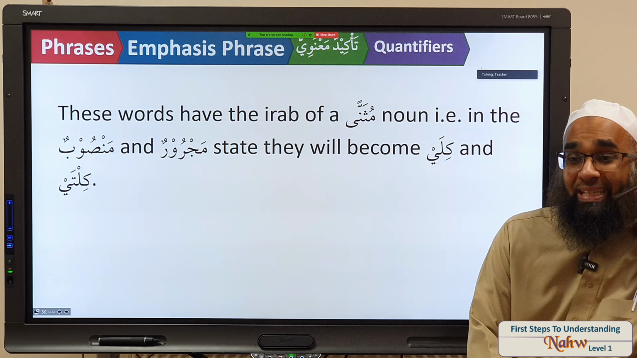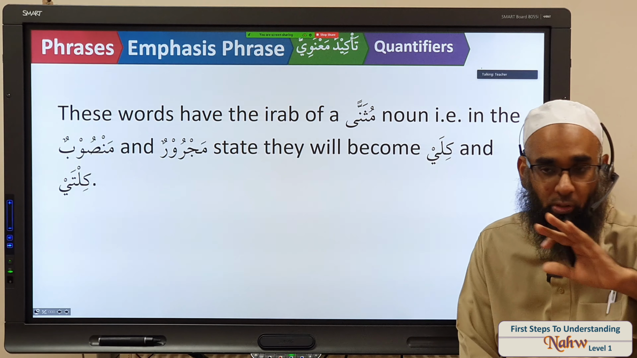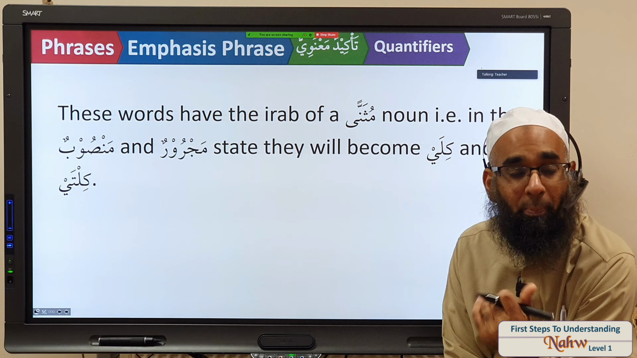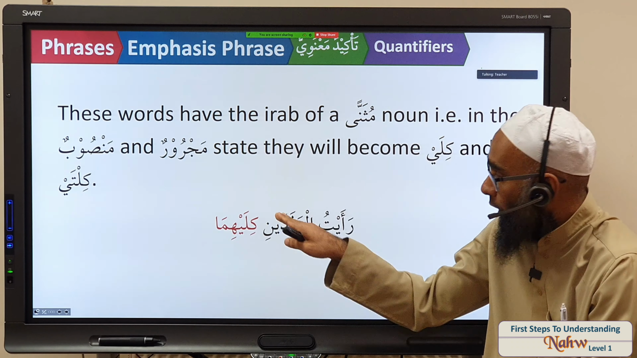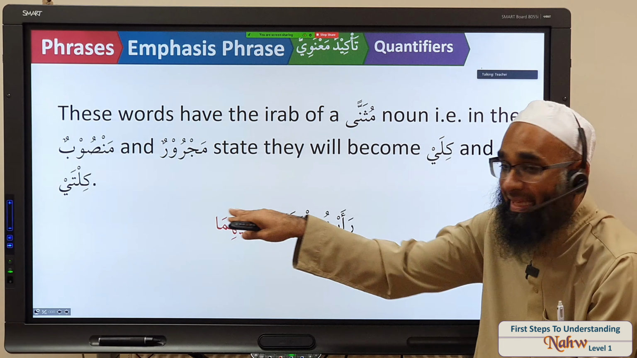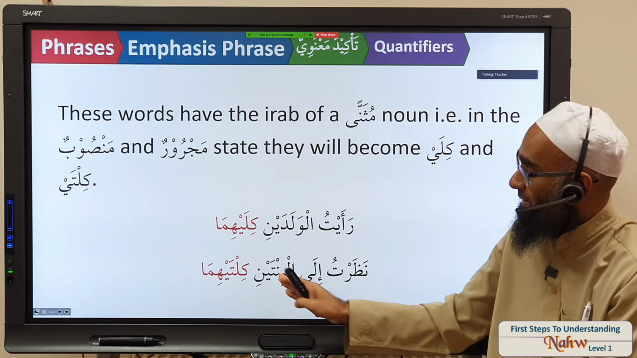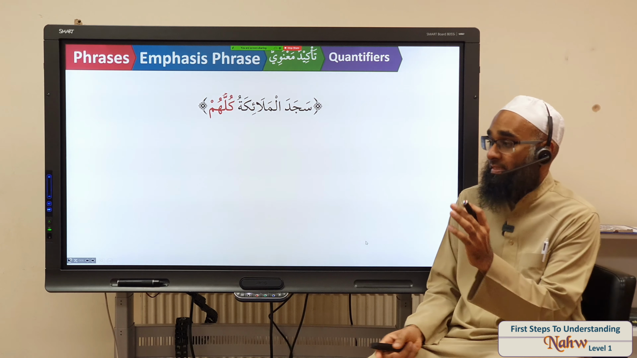And remember, because the word kila and kilta are muthanna, dual words, they're mu'arab. So when you have it here, it becomes kilay in a majroor form, in a mansoob form. Kilta becomes kiltay in a mansoob and majroor form. So ra'aytul waladain, waladain is mansoob, so kilay will match it in i'rab. So ra'aytul waladain kilayhima. You following? And nazartu ila al-bintain, majroor form, so it becomes kiltayhima. Yes?